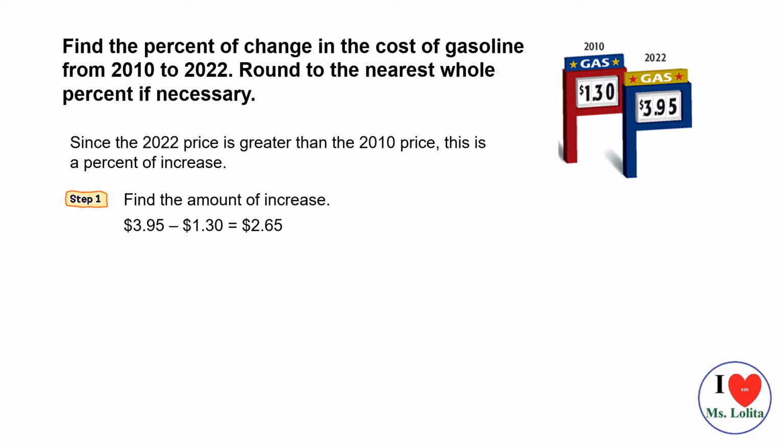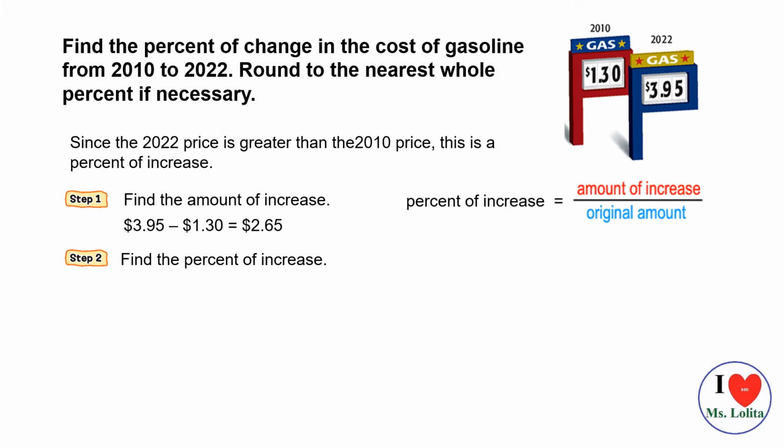Since the 2022 price is greater than the 2010 price, this is a percent of increase. Let me show you the steps to find the percent of change. First, we're going to find the amount of increase. The amount of increase is the price of the gas from 2022 minus the price of gas from 2010. So, $3.95 minus $1.30 is equal to $2.65.